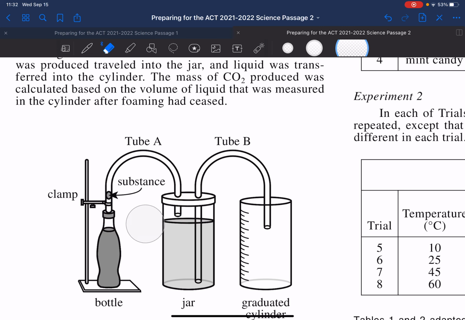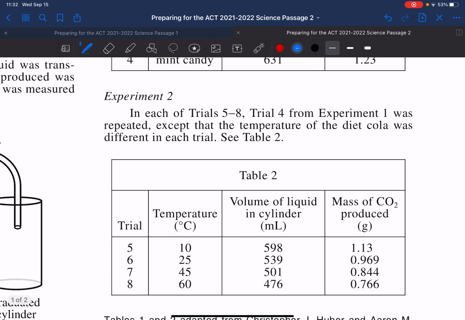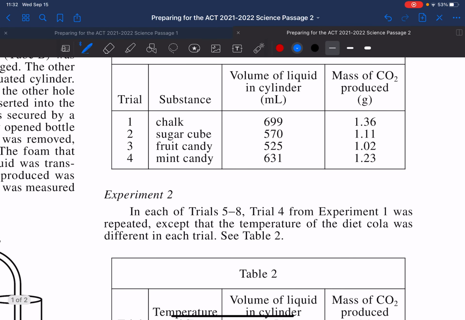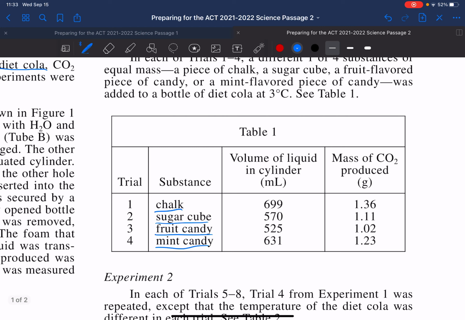Now we're doing it multiple times. In experiments 1 through 4, what changed was the types of substances. So we had chalk, sugar cube, fruit candy, and mint candy, the Mentos that we're so familiar with. But the one thing that was kept constant was the temperature. It was kept at a constant 3 degrees Celsius.